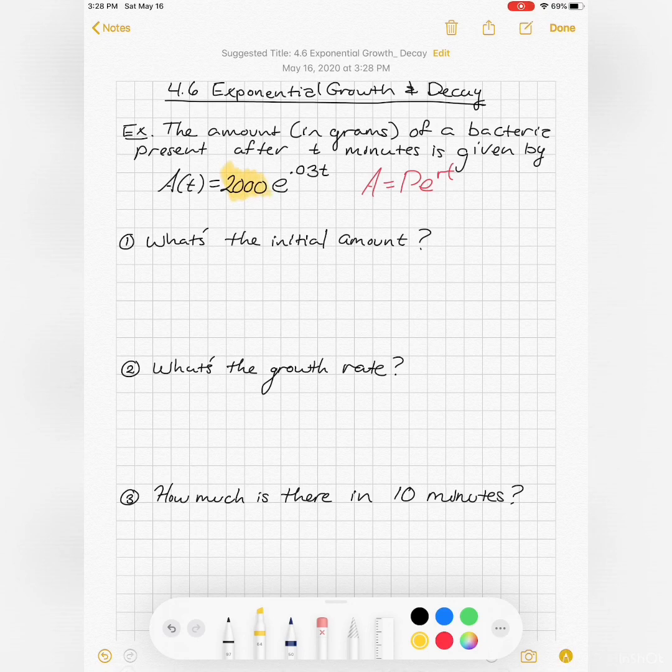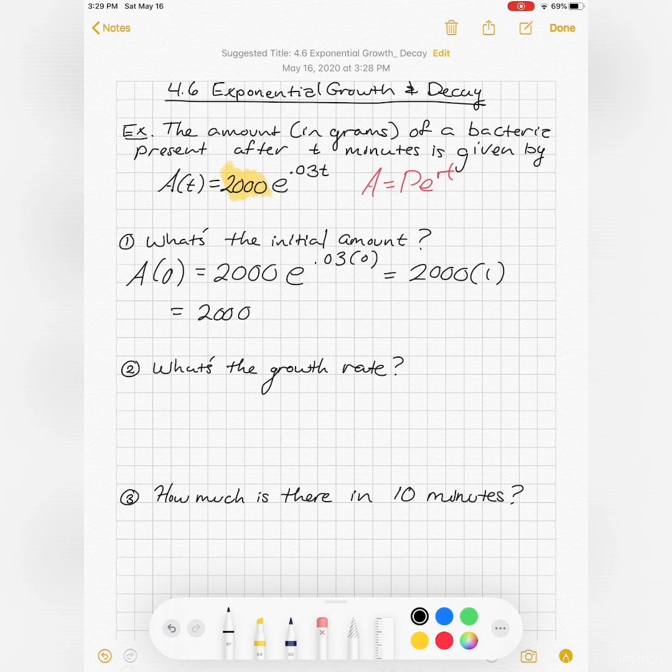So I can actually read that off. Or if I wanted to, well, initial would imply time is 0. So I could plug in 0 for t. And so indeed, I get my 2,000 grams.